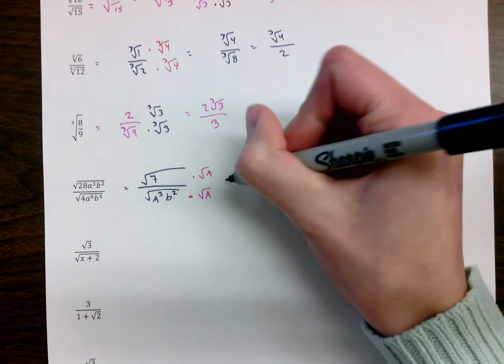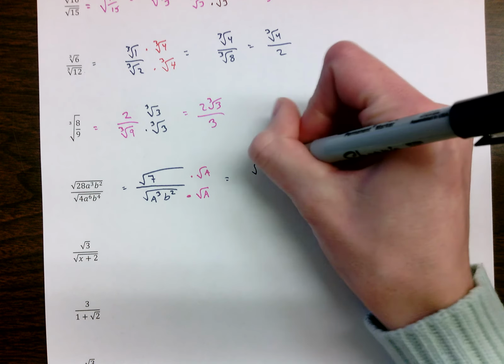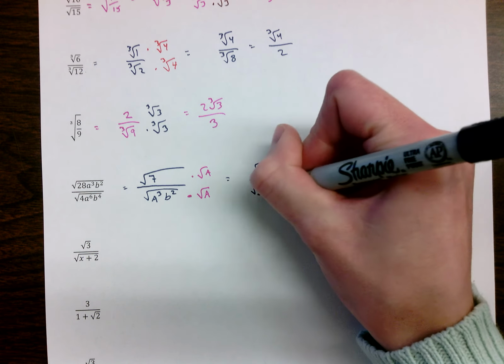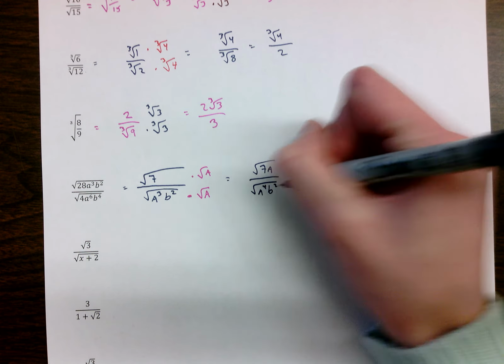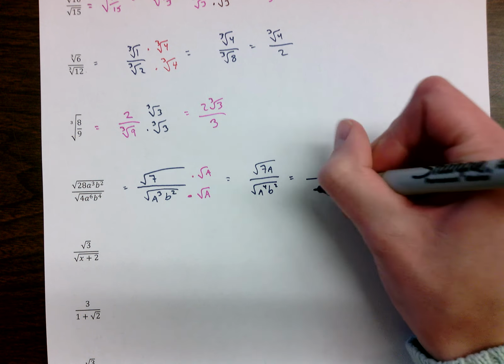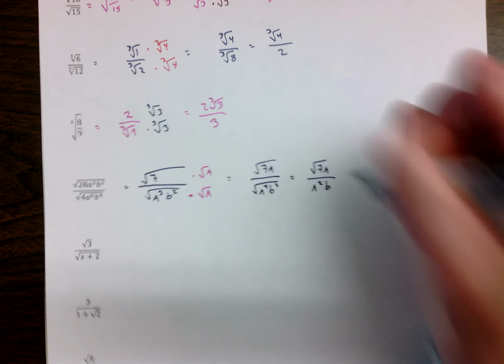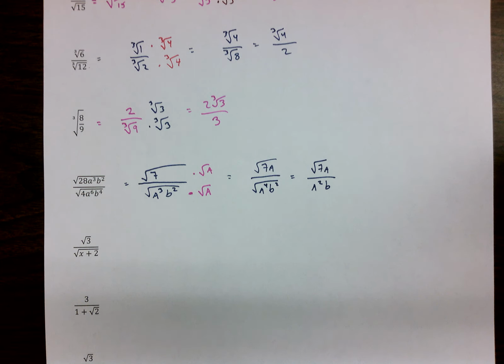And then on the top, I'm going to have the square root of 7a. On the bottom, I've got the square root of a to the 4th b squared, which simplifies to a squared b. And again, the a's don't cancel because one is inside the radicand and one is not.